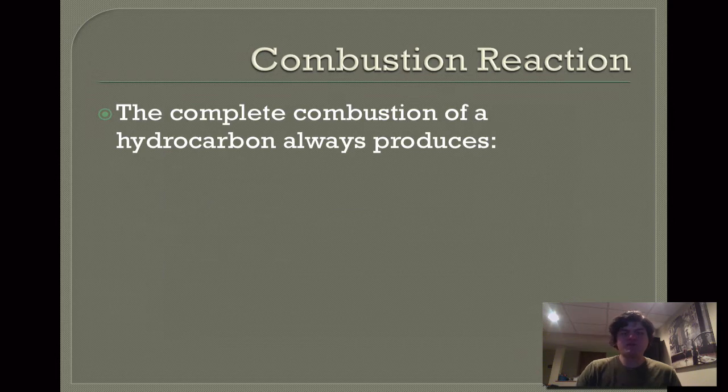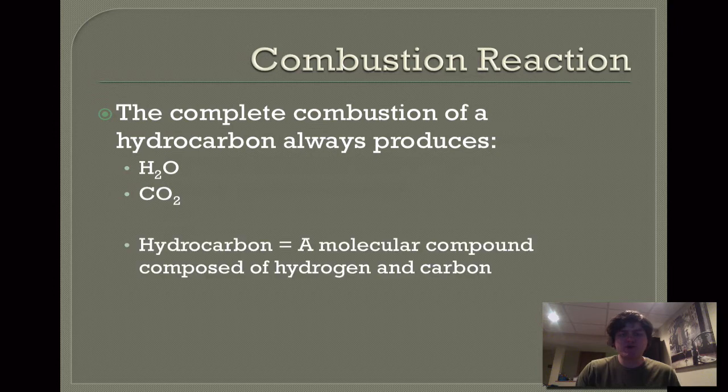So when we are combusting a hydrocarbon, if it goes through a complete combustion, we will always, every time, produce H2O and CO2. So if you see a hydrocarbon and we are adding oxygen to it, to predict that reaction, all you need to do for the products is put H2O and CO2 after the arrow. Balancing it is not always quite as simple, but actually predicting the products should be very straightforward.